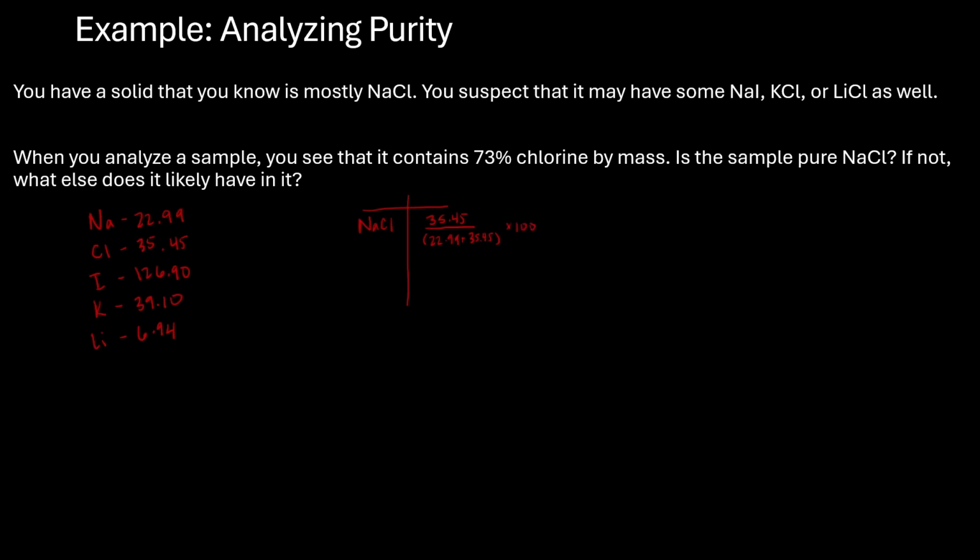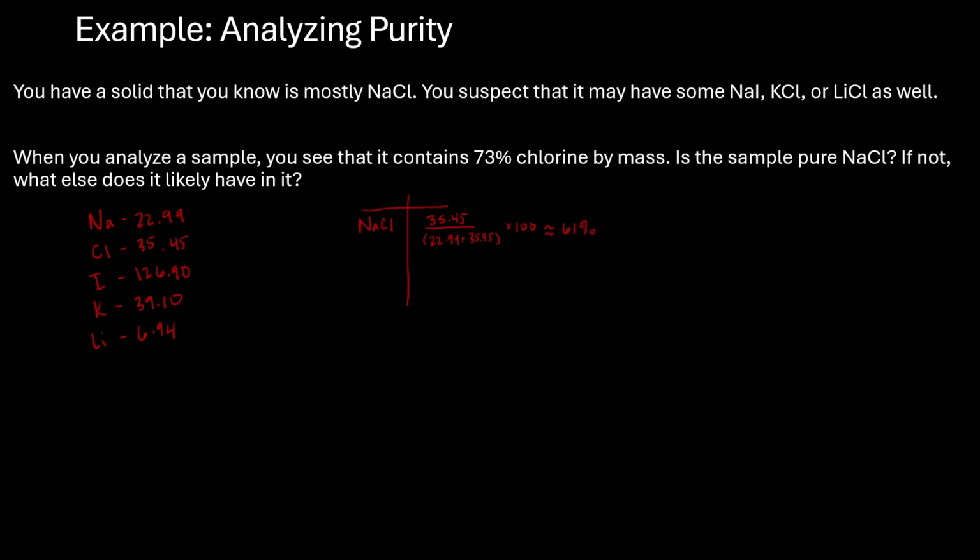And what I'm going to get here is the percent chlorine by mass of sodium chloride, which is approximately 61%. So let's write that right off to the side. Approximately 61%.